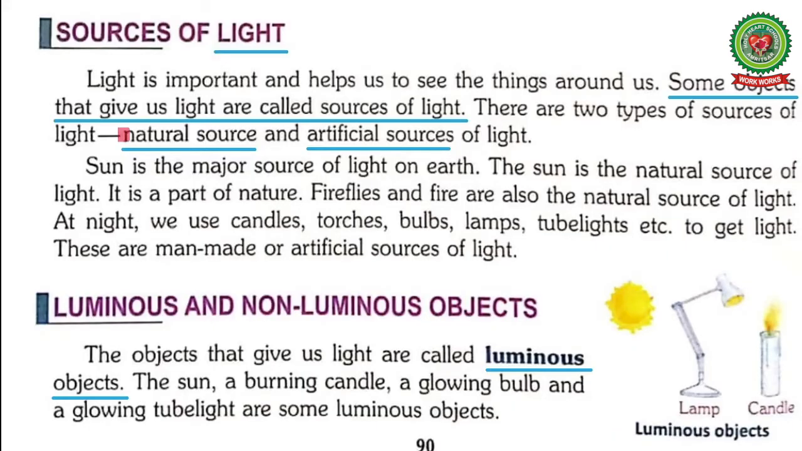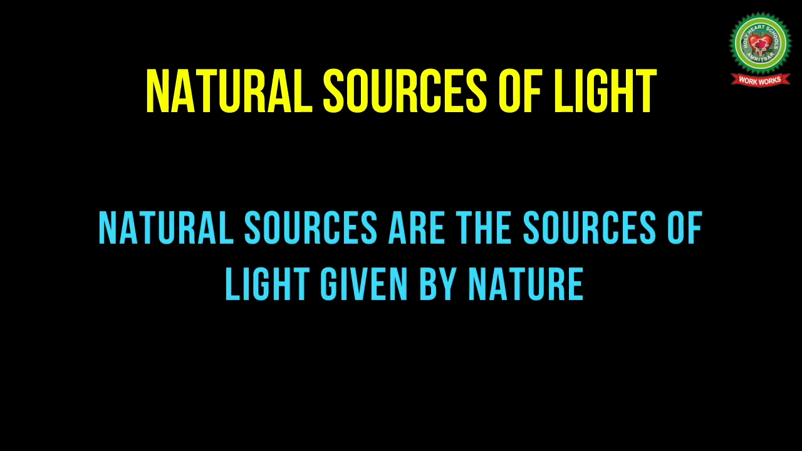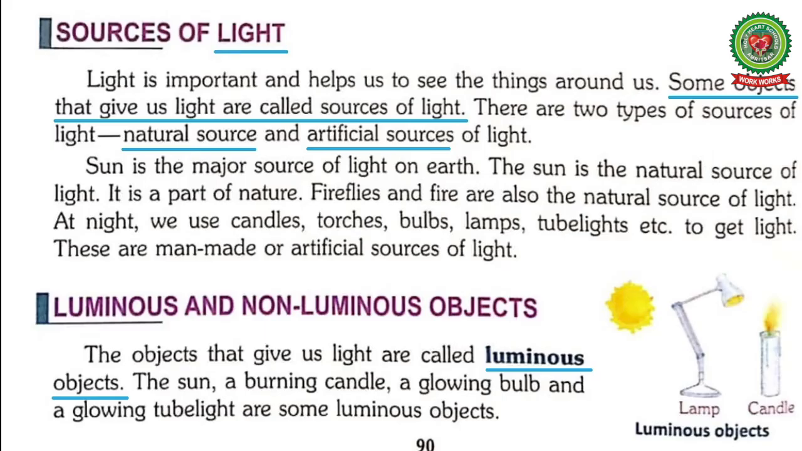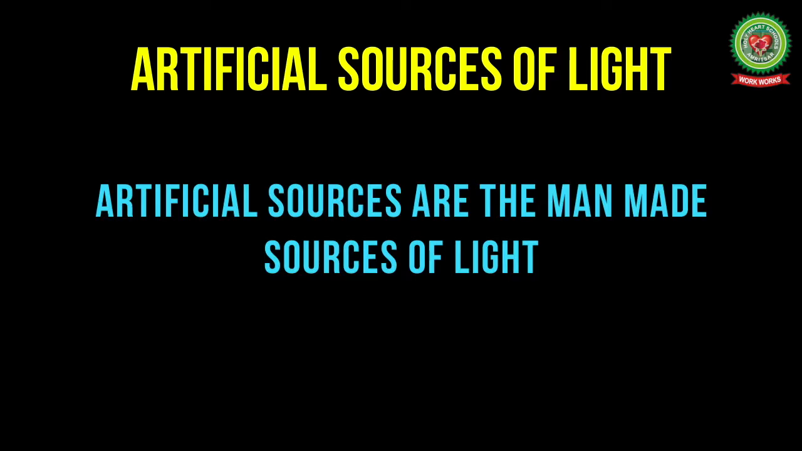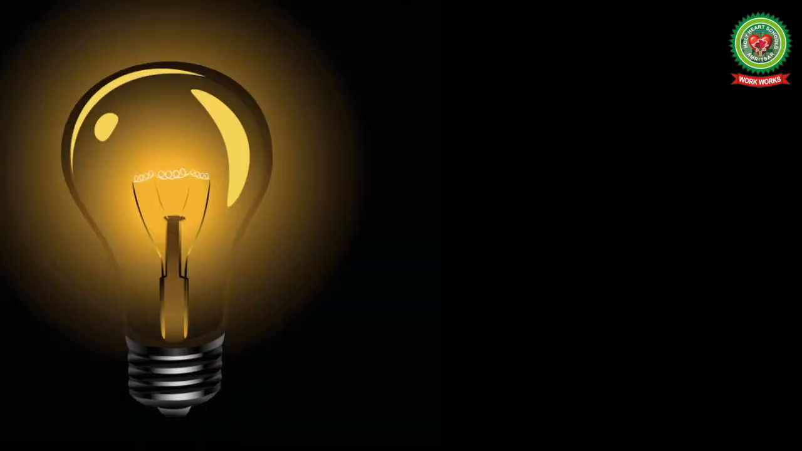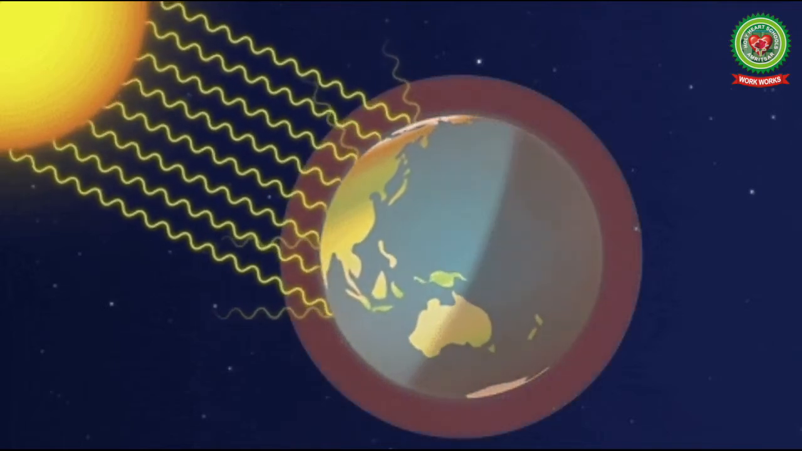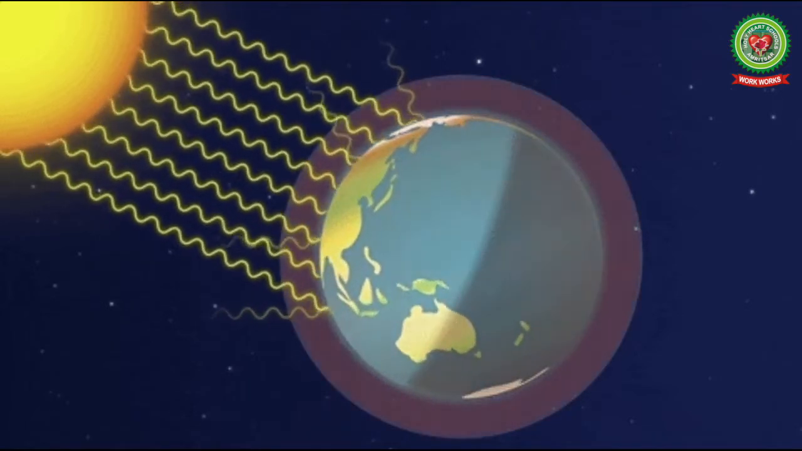Underline the word natural sources and write down its definition. Natural sources are the sources of light given by nature. For example, sun. Now, underline the word artificial sources of light and write down its definition. Artificial sources are the man-made sources of light. Example, bulb, tube light.